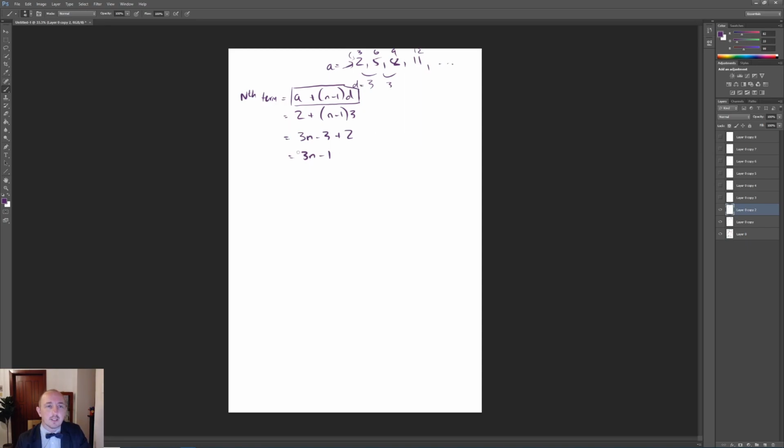Now that we've got this formula, 3n minus 1, I might be asked in the test to sum the first 10 terms. So we would have to add all of these up, and we have a formula for that in the front of the book. They give you this one, which is n over 2 times (2a plus (n minus 1)d), and you would sub all that in and make sure you haven't made any mistakes.